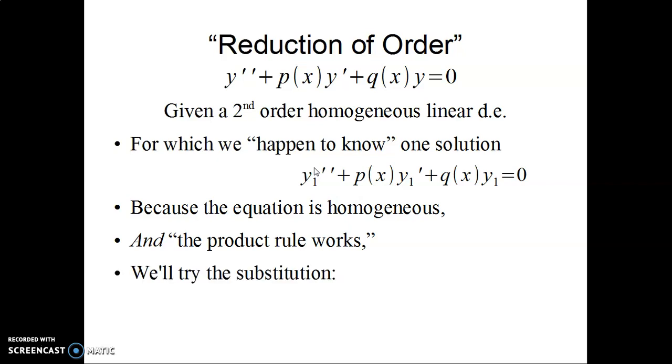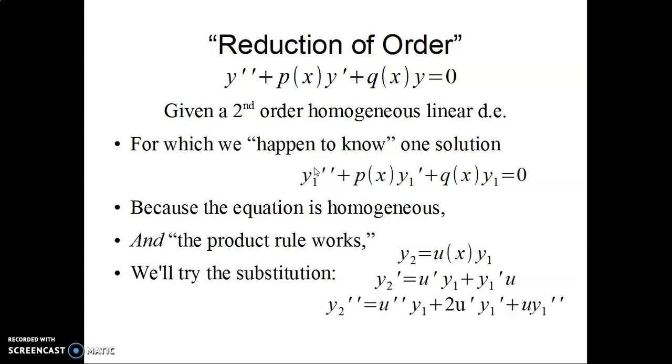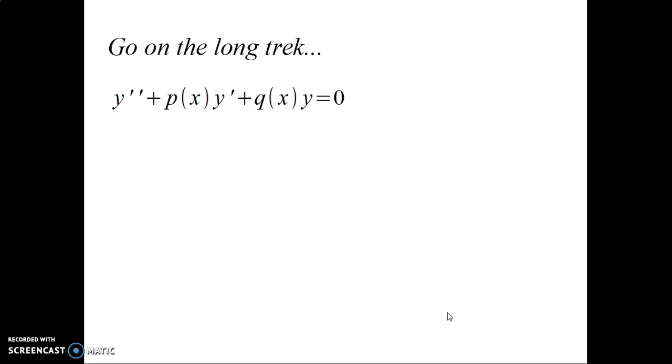There's a substitution we can always try. What we try is a new function y that's some function of x times the first solution. If we're going to make that substitution, we have to take the derivatives. For y2 prime, we use the product rule: u prime y1 plus y1 prime u. And the second derivative has three terms, the middle one of which has that coefficient 2. You should be really familiar with this. That should sound easy.